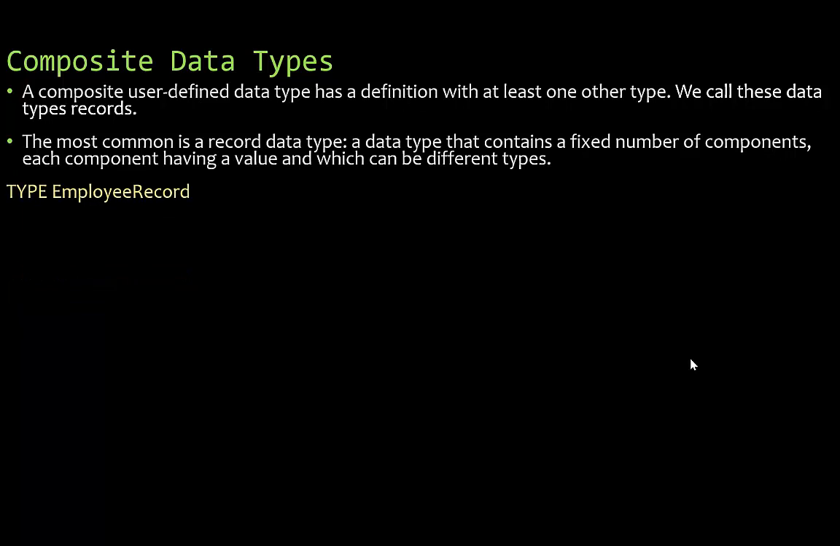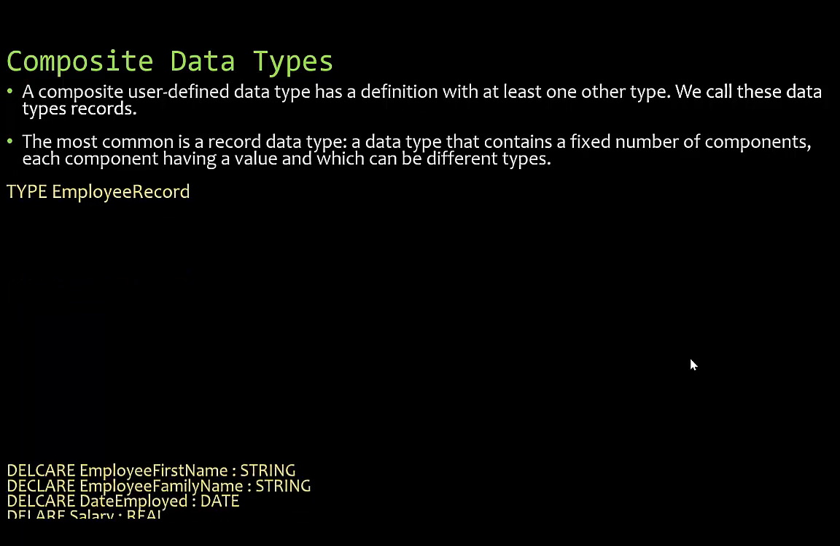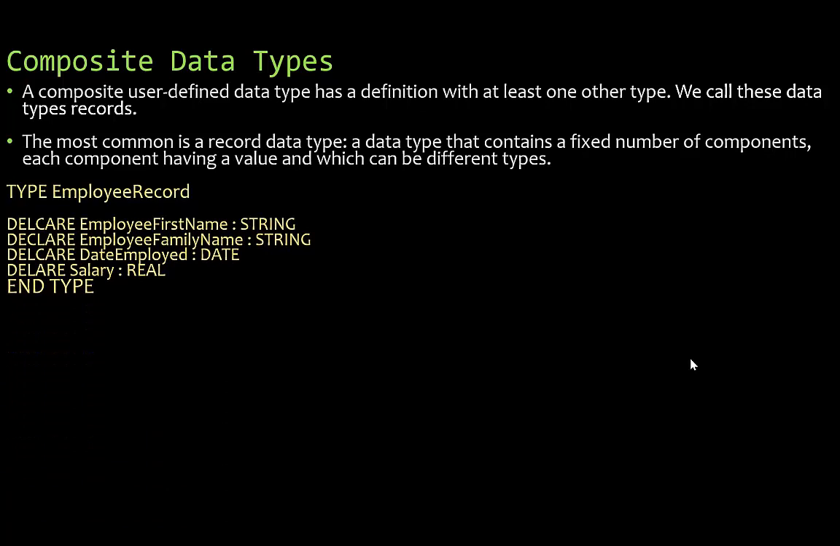Let's take a look at our custom data type, which is going to be a composite data type, employee record. It consists of the following things. It consists of employee first name, which refers to a string, employee family name, which we've set as a string, date employed, which is a date, and salary, which we've set as a real data type. Because it references more than one data type, we say it's composite, and the most common type of composite data type is a record, and this is a record.